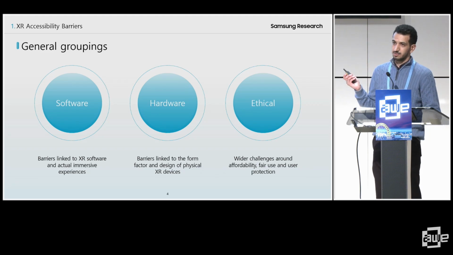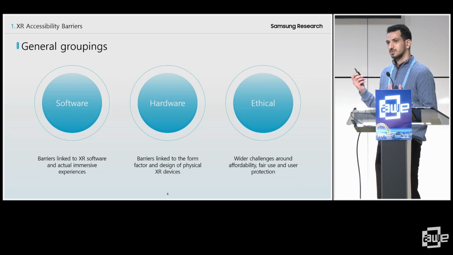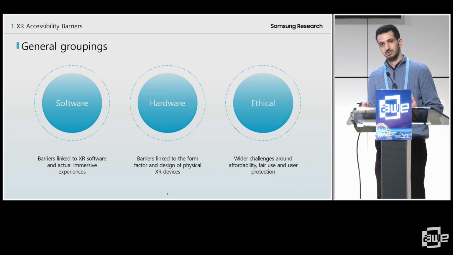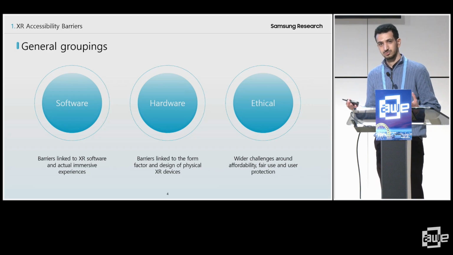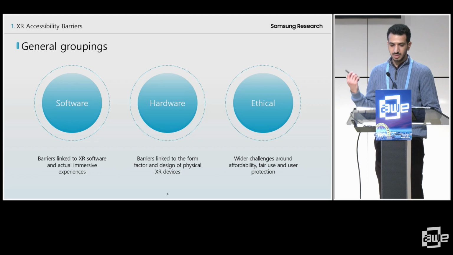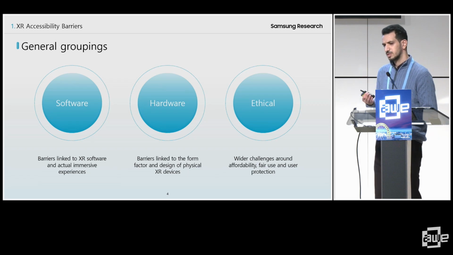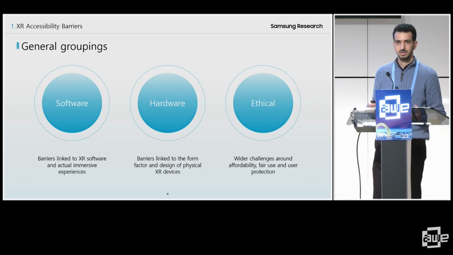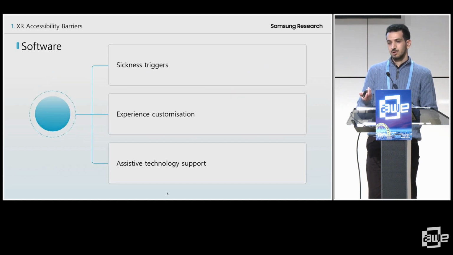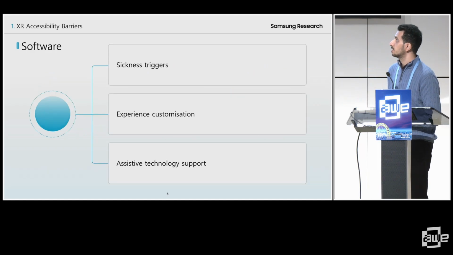And then the ethical barriers is an interesting one because most of the barriers in the ethical category come from historical problems that people with impairments have faced or societal issues that they faced over the years. So the challenges in the ethical ones are mostly linked to fair use, user protection, and the affordability of XR devices.